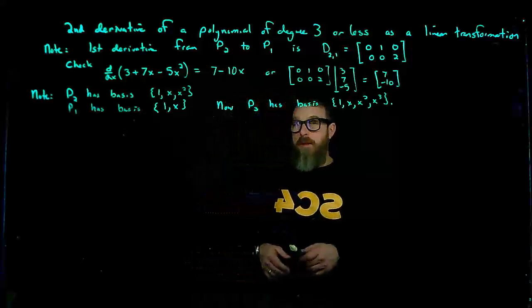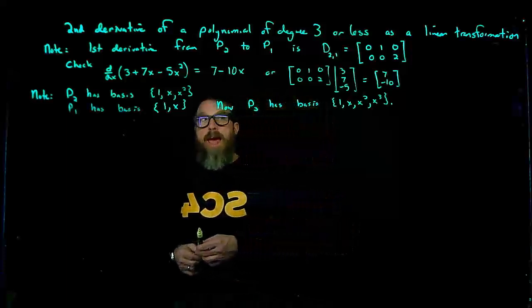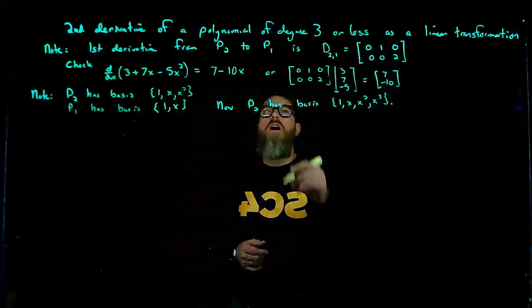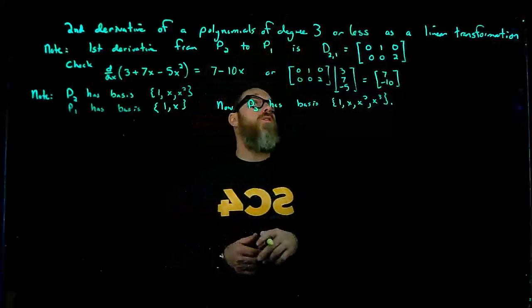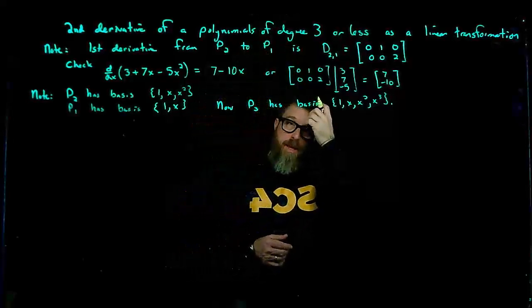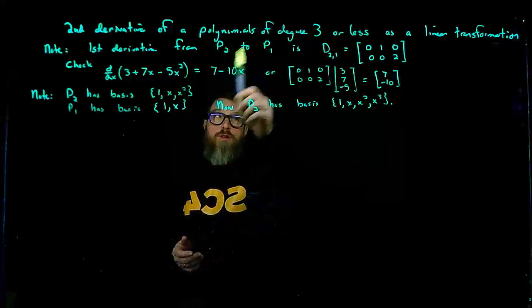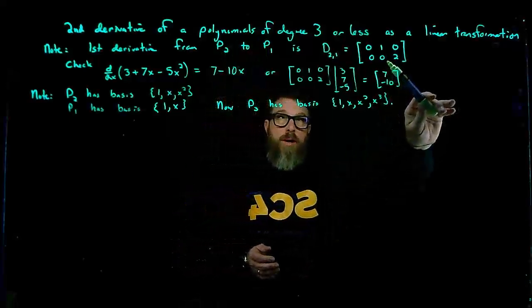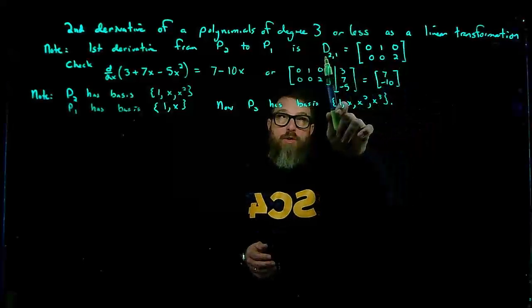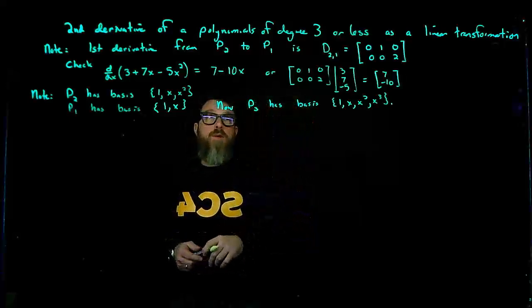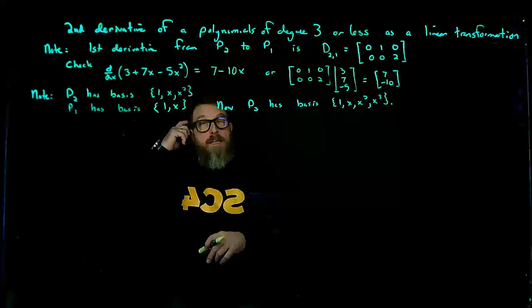Professor Van Hamlin, I'm going to cover the second derivative as a linear transformation, and we're going to go specifically degree polynomials of 3 or less as a linear transformation. And I'm going to call back the linear transformation. The first derivative from P2 to P1 is equal to, I'm going to define this as the derivative from degree 2 to degree 1 as this matrix here. And if you look back, I have a video on this. I'll try to link to this.